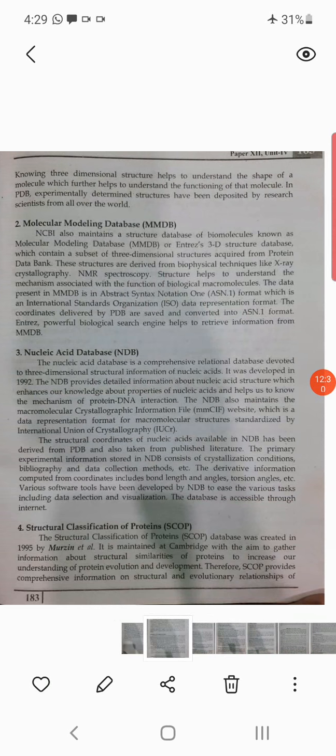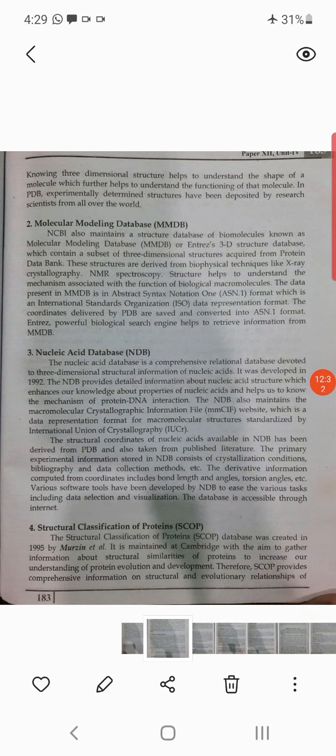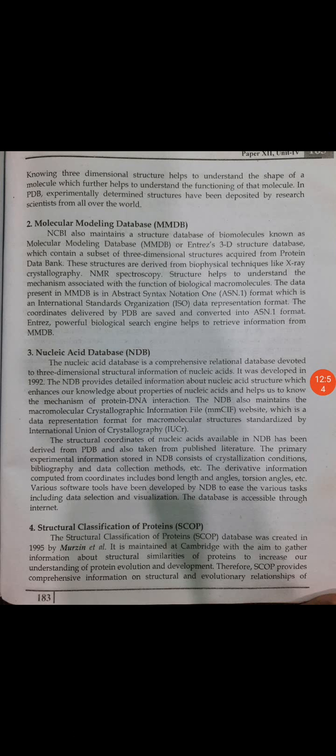The second one is the Molecular Modeling Database. NCBI also maintains a structural database of biomolecules. It is in 3D format. Third, the Nucleic Acid Database. The Nucleic Acid Database is a comprehensive relational database devoted to three-dimensional structure information of nucleic acids. So it is very easy if we get the 3D structure of any molecule of protein or nucleic acid.